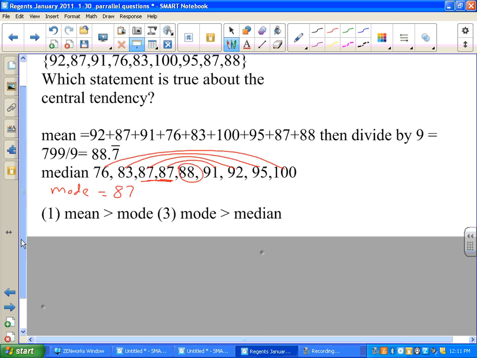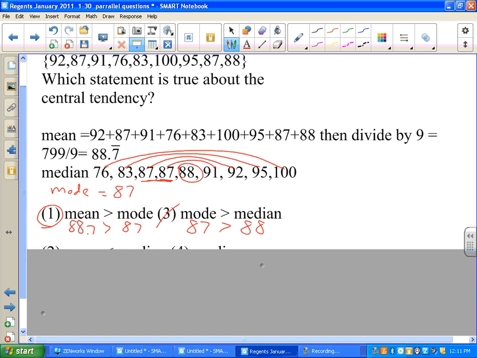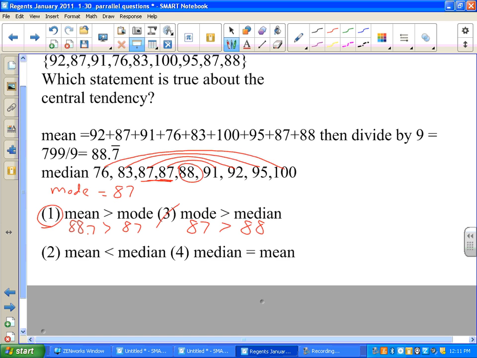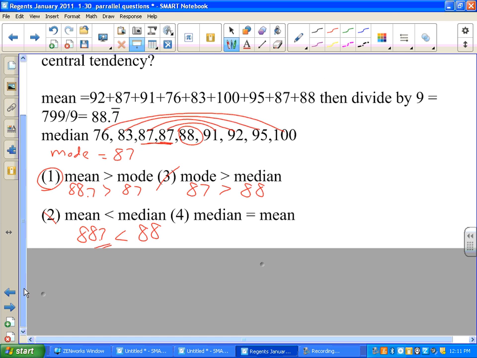Is the mean 88.7 greater than 87? Yes, that is correct. Let's check the rest. Is the mode, 87, greater than 88, which is the median? No. Is the mean, which is 88.7, less than the median, which is 88? No, this is 7/10 larger, so that's incorrect.